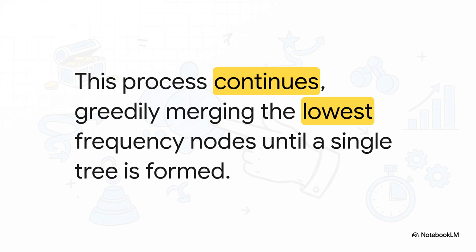By always picking the rarest characters to combine, you naturally push them further and further down the final tree. This automatically gives them longer codes, and the most frequent characters, like our A, end up near the top, which means they get the shortest codes. It's an incredibly elegant solution.